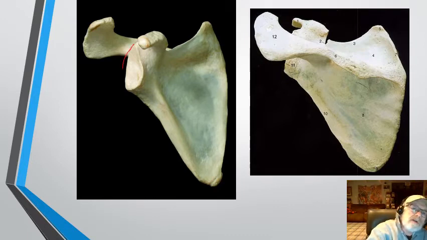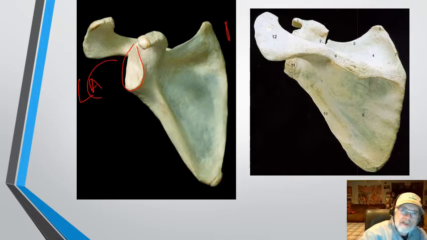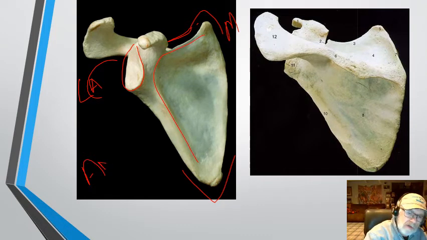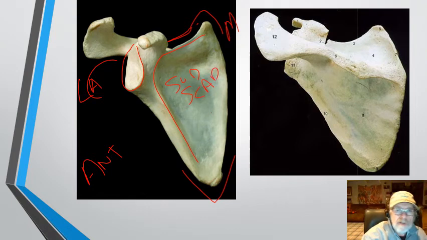First of all, this is the glenoid fossa right there. You can see how it's not really deep. It's only mildly concave, okay? So this is lateral, because the head of the humerus is sitting over here, and this is medial over here. Here's that inferior angle, here's that superior angle, here's the superior border. This is an anterior view, okay? This is that subscapular fossa, and that's where the subscapularis muscle sits.